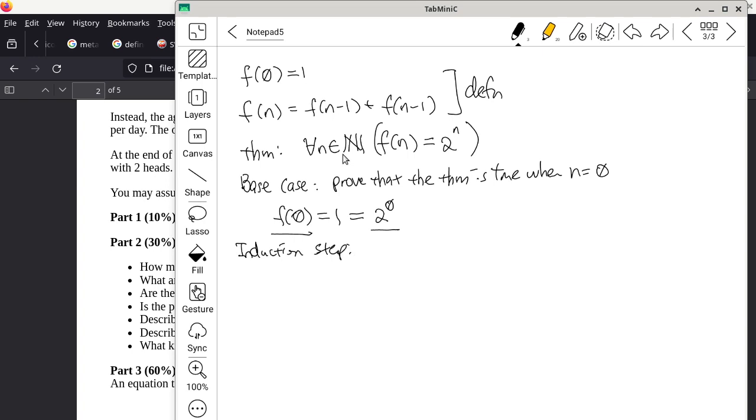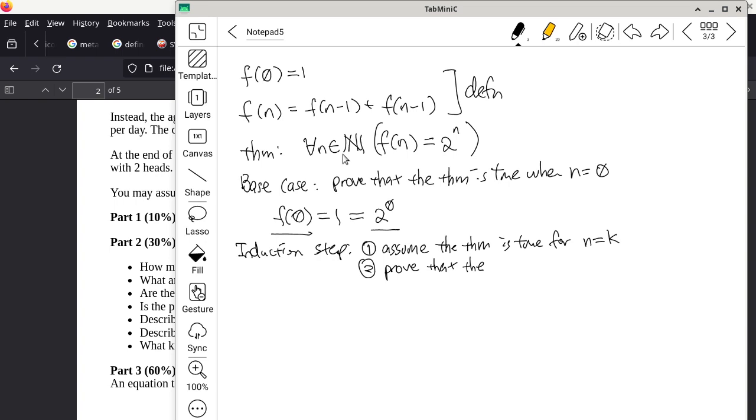The induction step has two subparts. The first part is to say, assume the theorem is true for some n equals k. Then you go like, what k are we talking about? It doesn't matter, okay? We just say that there's one magical k where the theorem is true when n equals that k.